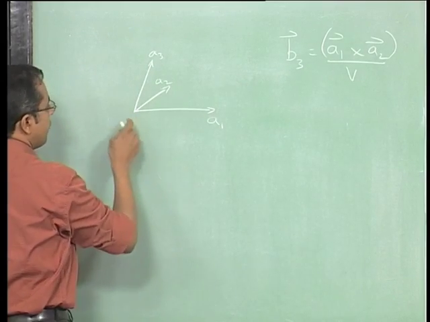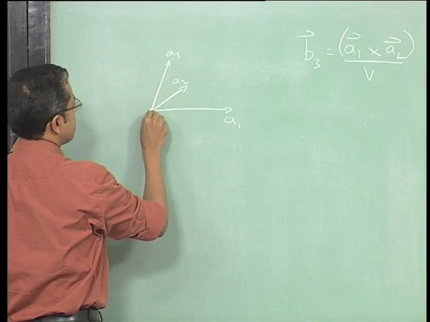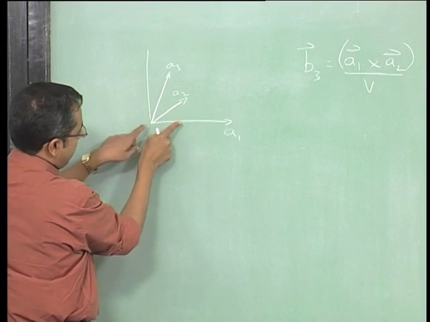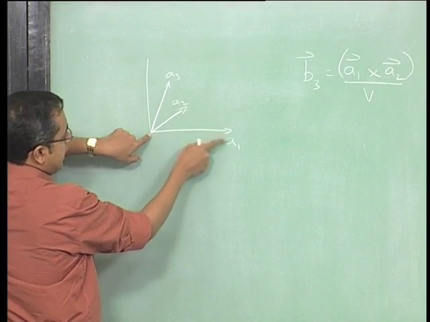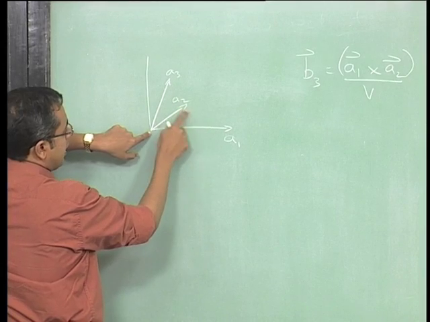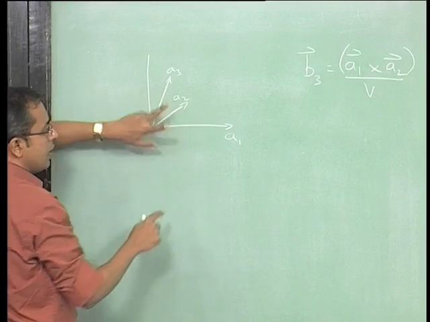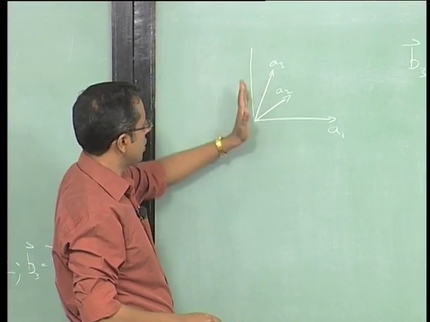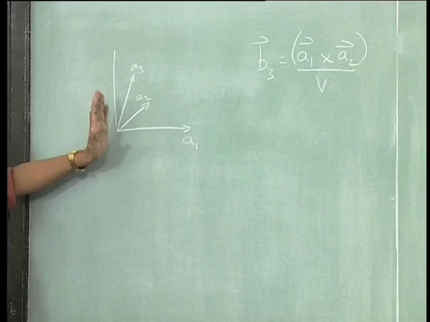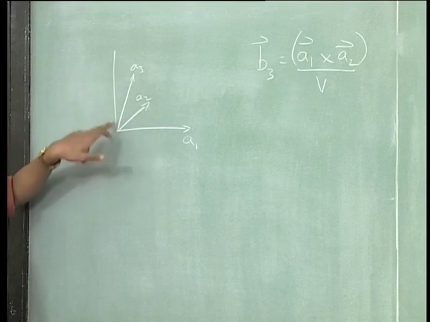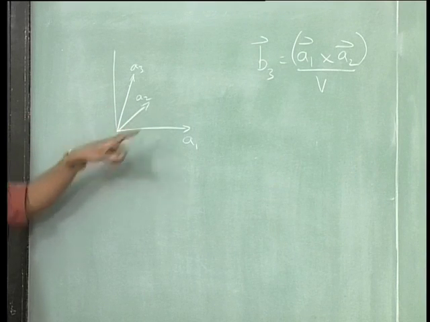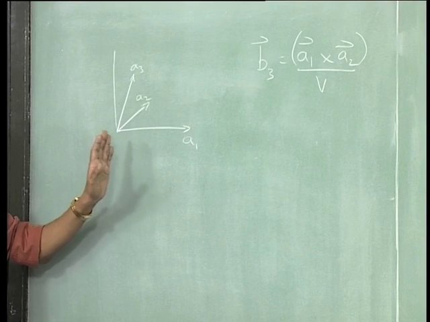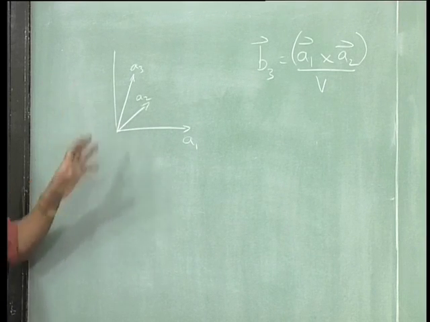On this scale, if you want to draw B3, it would show up somewhere in this direction, perpendicular to the plane described by A1 and A2. The vectors A1 and A2 define a plane which we are treating as the horizontal plane on this board, and B3 would appear in this direction, perpendicular to A1 and A2. That is the definition. But what about its actual magnitude?